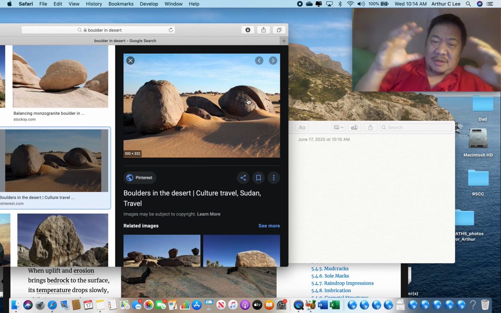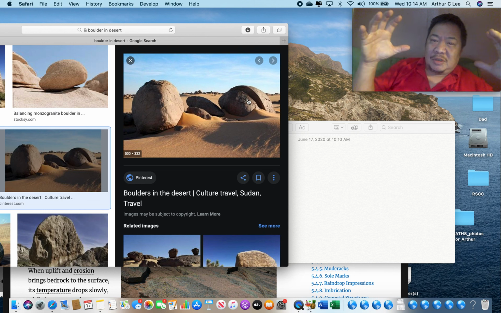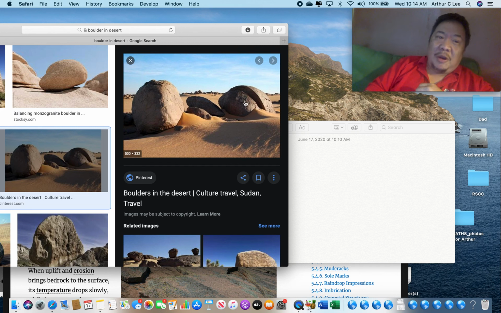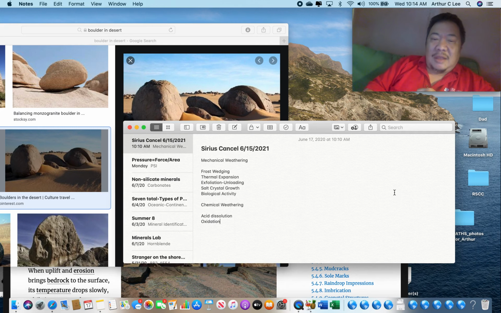Every day, that rock is going to expand and contract due to the huge difference in temperature between night and day. That will literally tear apart the rocks. And that process of mechanical weathering is called thermal expansion.